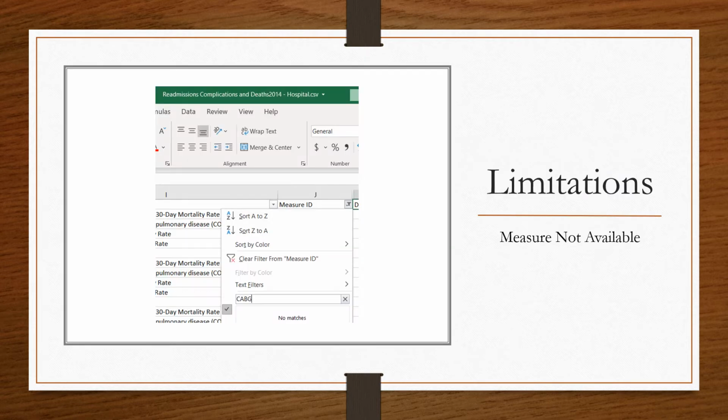Lastly, another limitation in this case study was the data was inconsistent with its measures. In 2014, there was not a measure for CABG. As you can see on the screenshot provided, CABG was searched and there were no matches available.